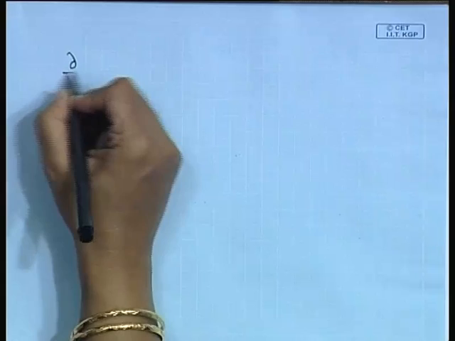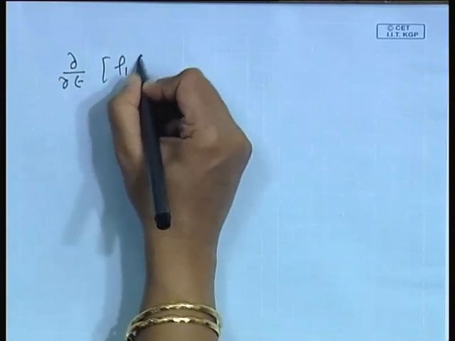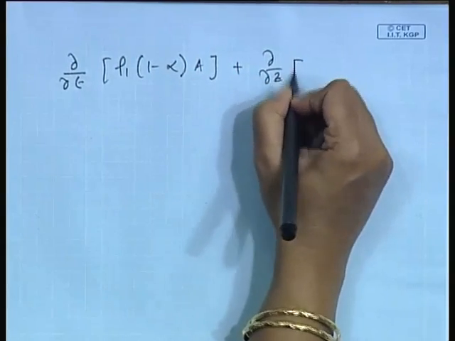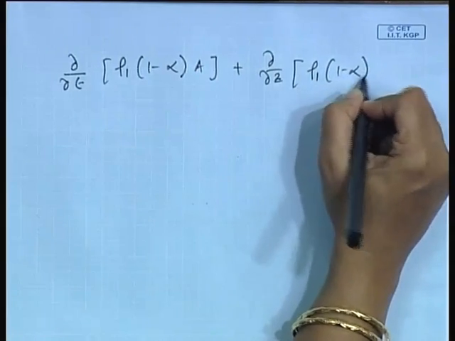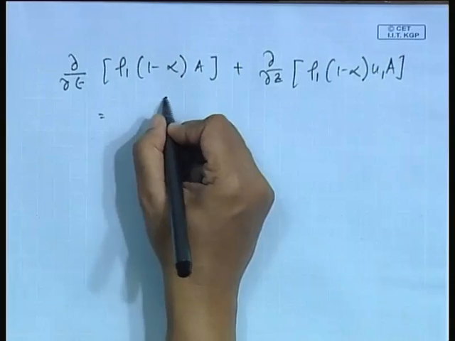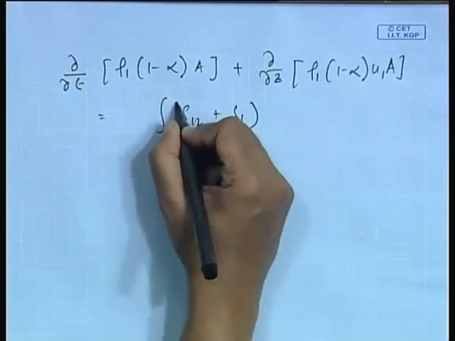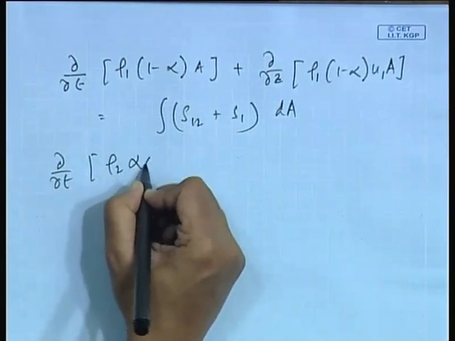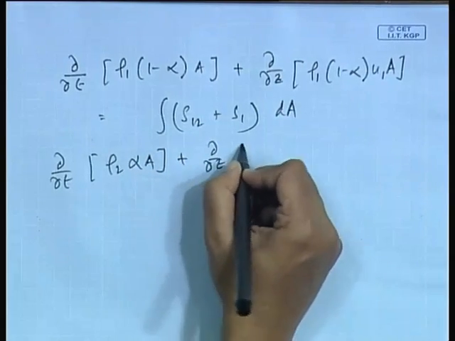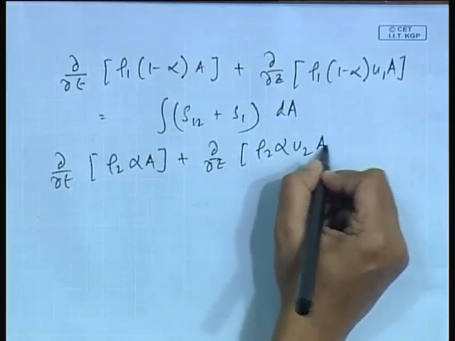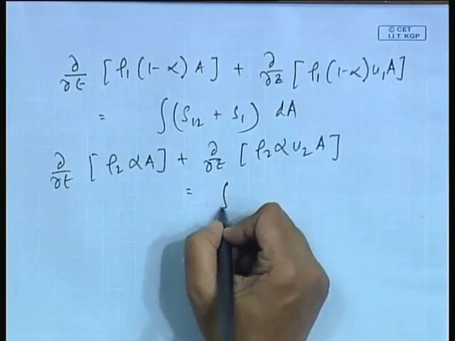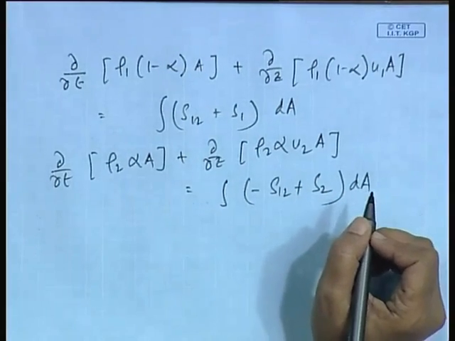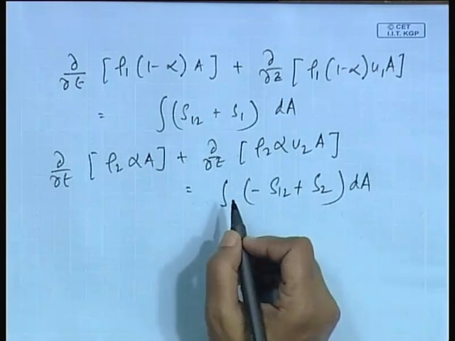This particular equation was del del t of rho 1 into 1 minus alpha a plus del del z of rho 1 into 1 minus alpha u 1 a, this is equal to integral of s 1 2 plus s 1 d a, is not it. Similar way we can write del del t of rho 2 alpha a plus del del z, this will be equal to integral of minus s 1 2 plus s 2 into d a. Okay. Now, in the integrated form this is the case.